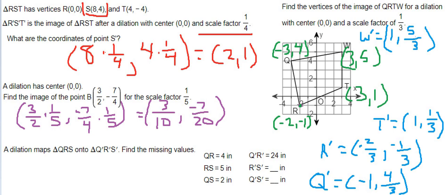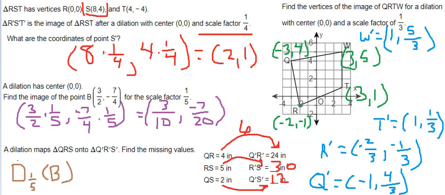And for this last one, it says we've got this dilation. It goes from triangle QRS onto triangle Q'R'S'. We've got to find the missing values with this little table right here. A lot easier than it may look. We're going from QR to Q'R' there. What do we multiply to go from 4 to 24? Well, 24 divided by 4 is 6. So we're going to multiply each of those numbers there by 6 to get the new one. So 5 times 6 is 30. And then 2 times 6 is 12.